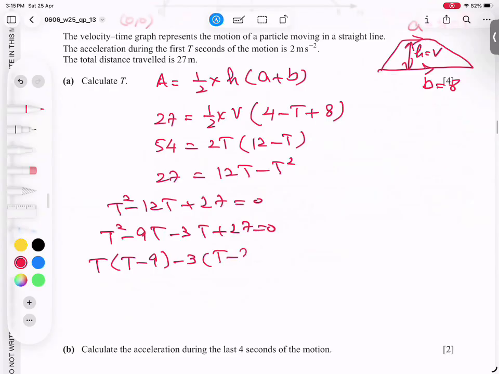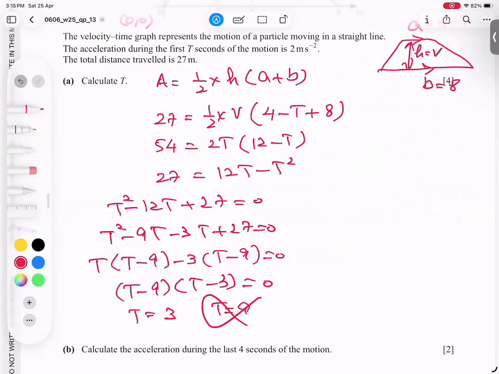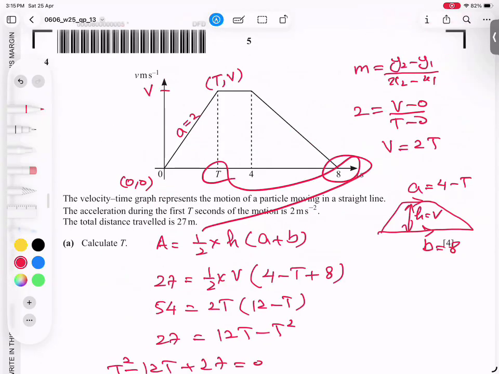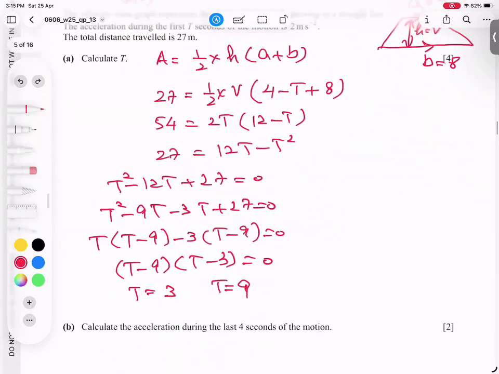common, t minus 9. This is clear, students: t minus 9 and t minus 3, and we are getting 2 times. One time is coming 3 and one time is 9. 9 is not possible. You ask what is the reason? Because the final time is 8. How could this time be bigger than 8? So ignore this, and this is my answer.